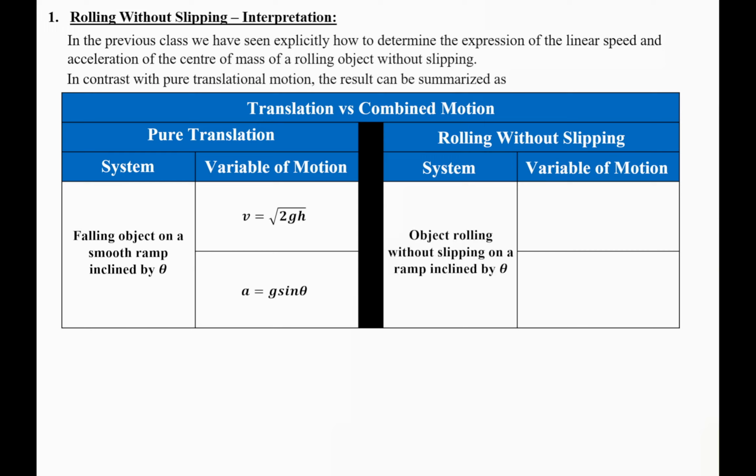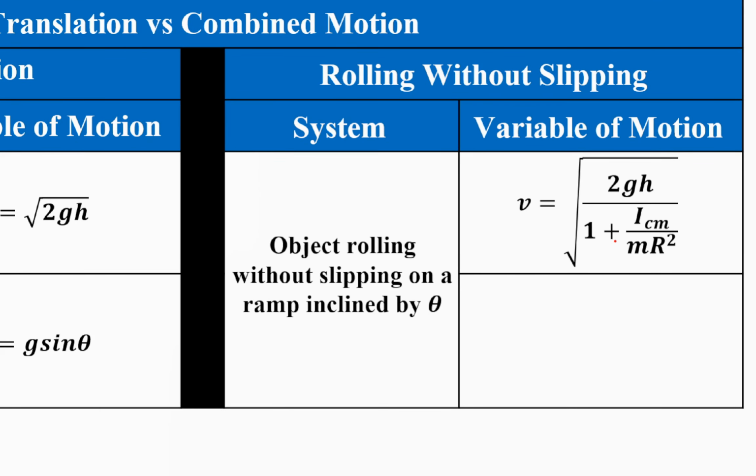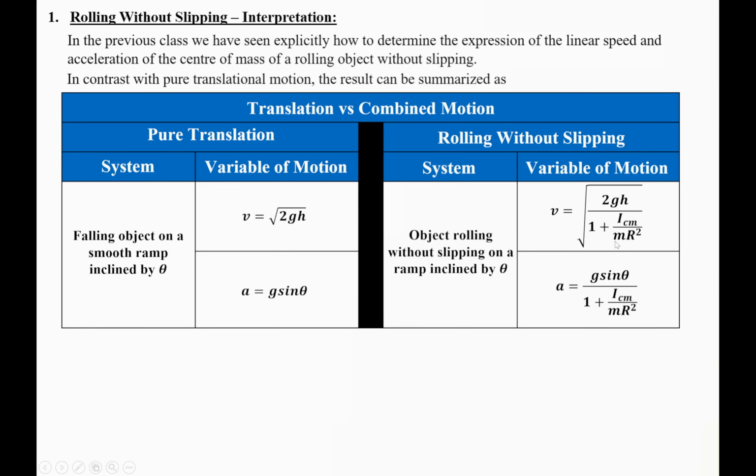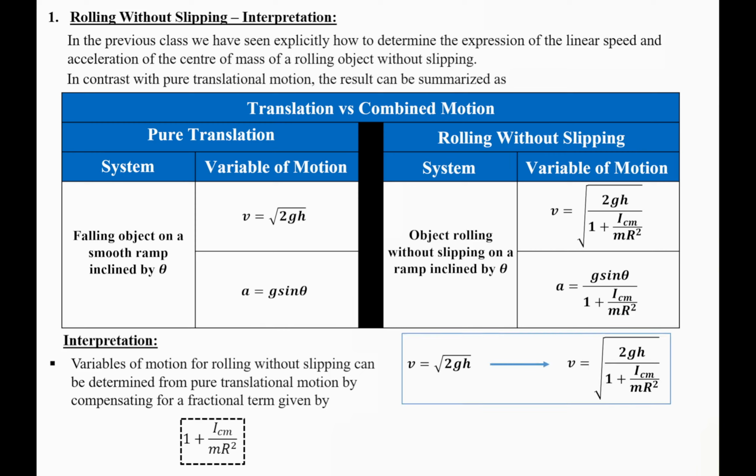Now if you modify our system and it becomes an object rolling without slipping on a ramp inclined by theta, v would be modified by a factor, as we said previously, which is given by 1 plus I_CM over mr square, as well as the acceleration. So what is the interpretation? Variables of motion for rolling without slipping can be determined from pure translational motion by compensating for a fractional term given by 1 plus I_CM over mr square. So v in this case would be updated into square root of 2gh divided by the fractional term.